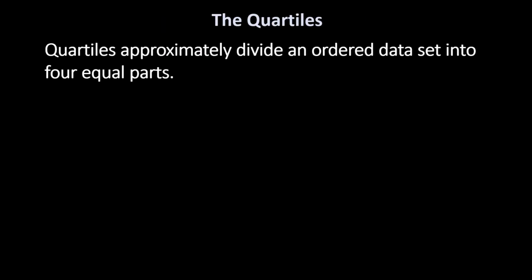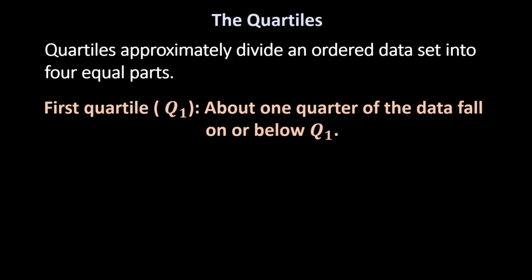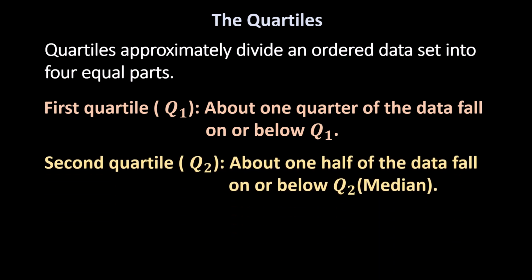Quartiles approximately divide an ordered dataset into 4 equal parts. There are 3 quartiles. First quartile, Q1. About 1/4 of the data fall on or below Q1. Second quartile, Q2. About 1/2 of the data fall on or below Q2.